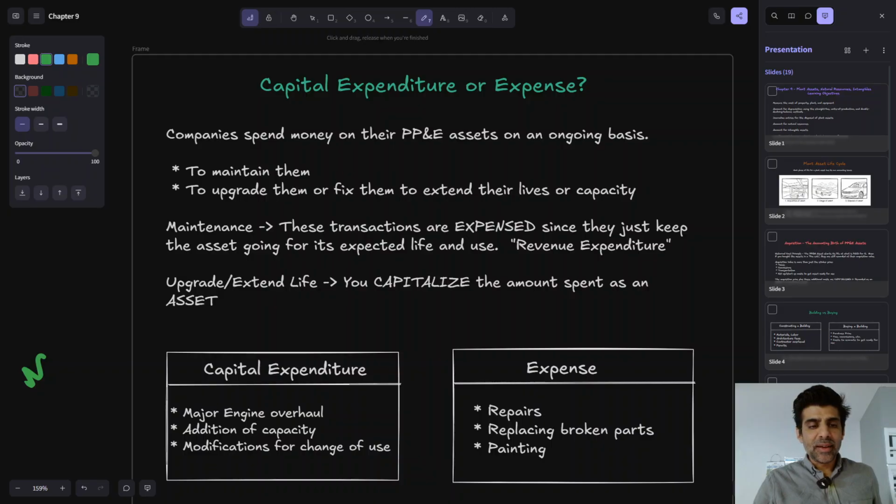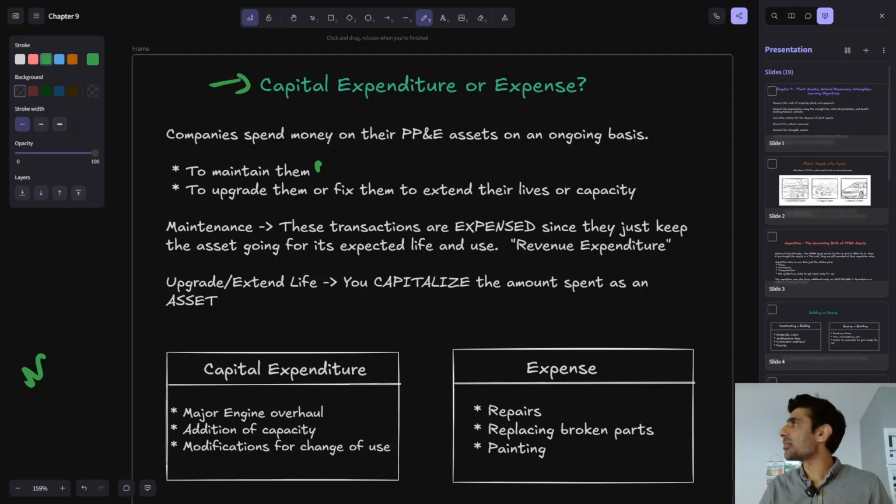During the life of the asset, the company is going to spend money. Depreciation, as we know, is a non-cash expense that we take, but we will spend money on our assets. So we want to first talk about that before we talk about depreciation. Now, why are we spending money? For two reasons. One is to maintain our assets.